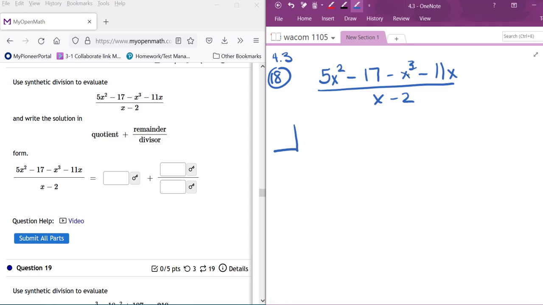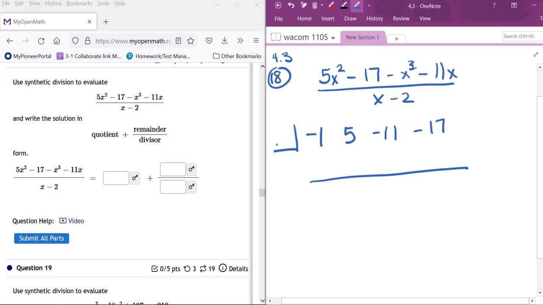All right, so x cubed is the highest exponent, so it should go first. Its coefficient is a -1. Right, then we go to x squared. Coefficient is 5. X to the first, coefficient is -11. And constant is -17. You skip a row. The piece you divide by is always the opposite sign of this because your form is x minus c. So opposite sign here would be a 2.